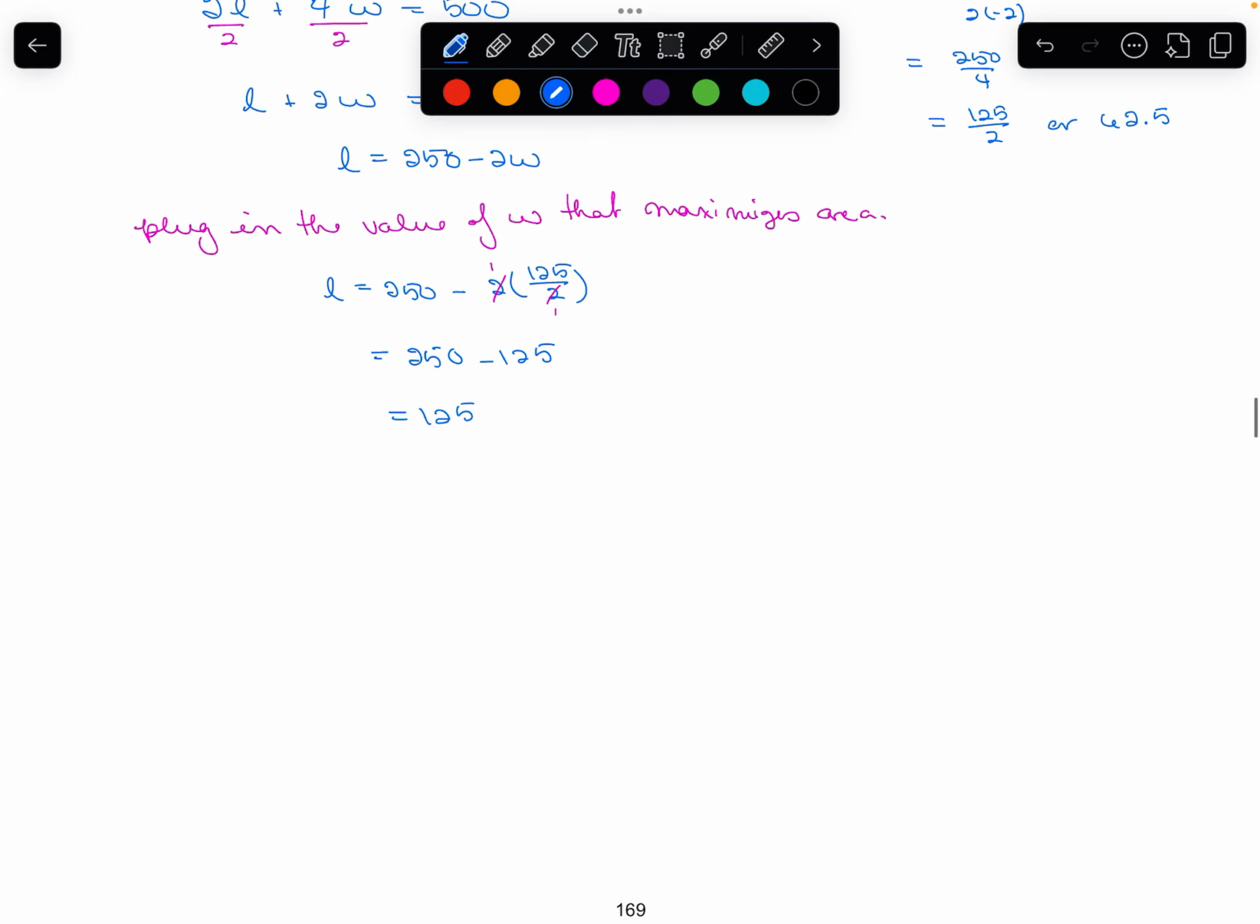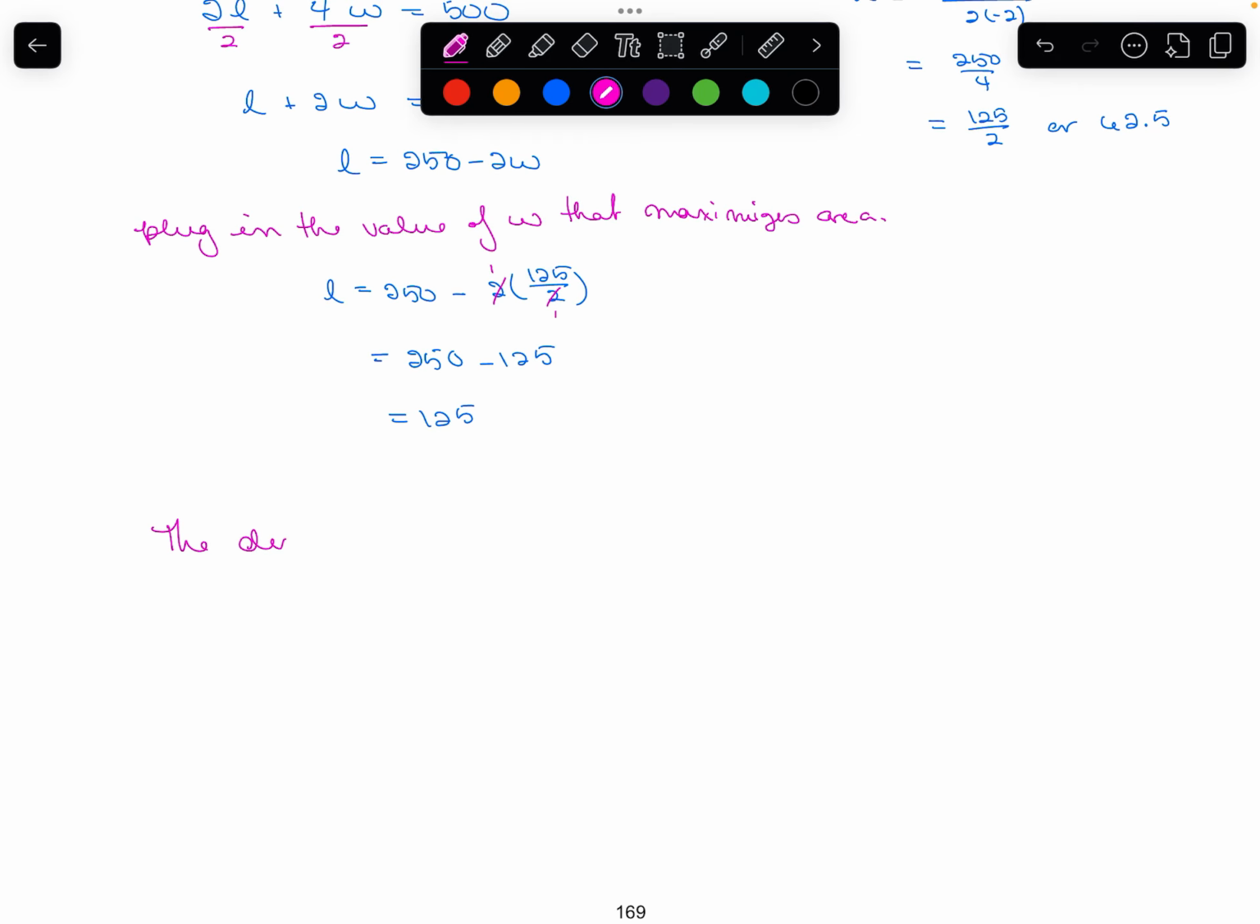So that means that the dimensions are, I have the length, 125 feet, and my width, 62.5 feet. So the dimensions that maximize the area are 62.5 feet by 125 feet.